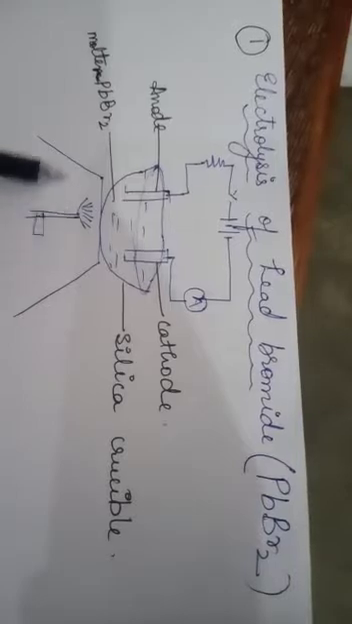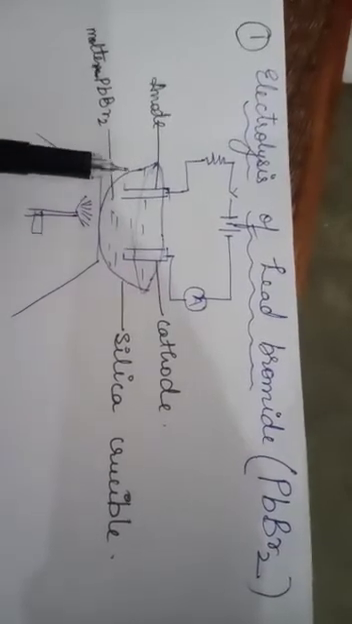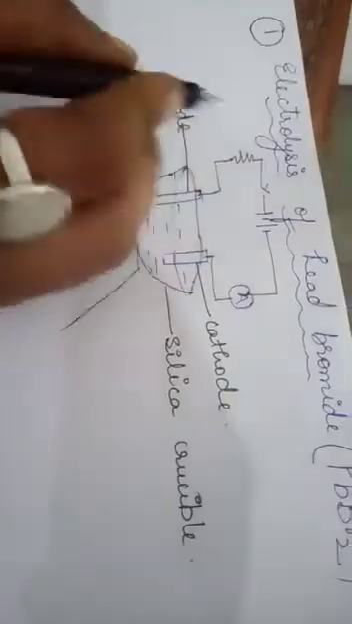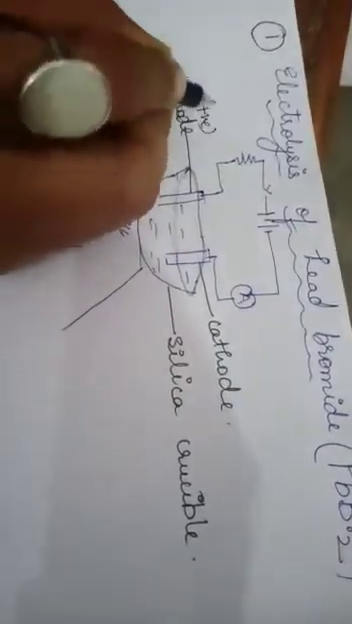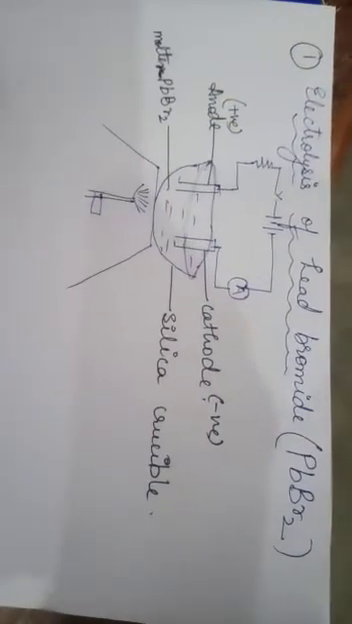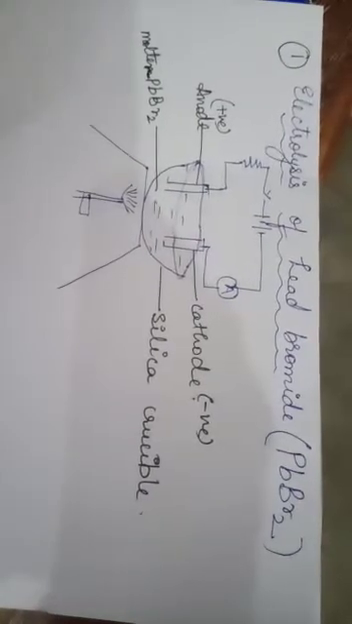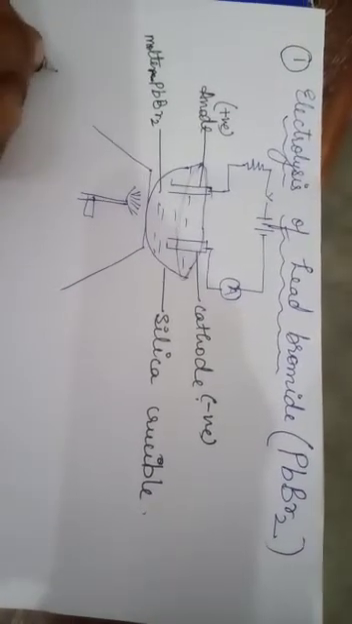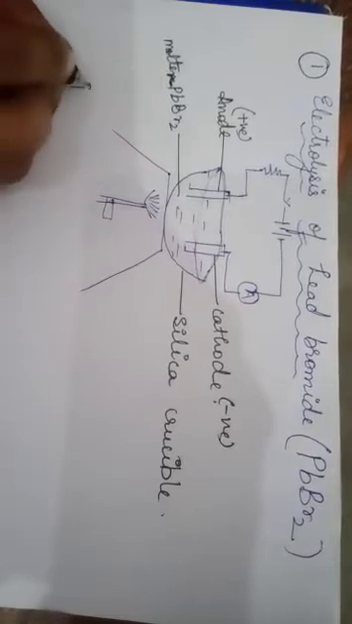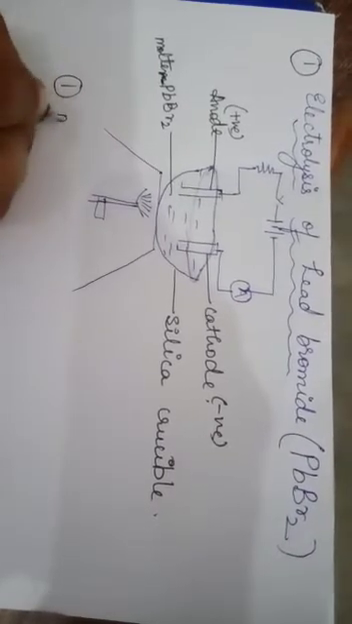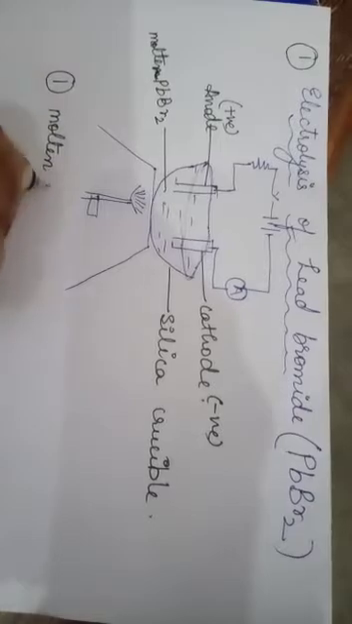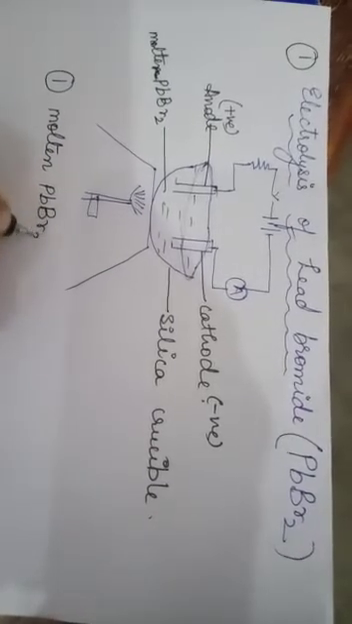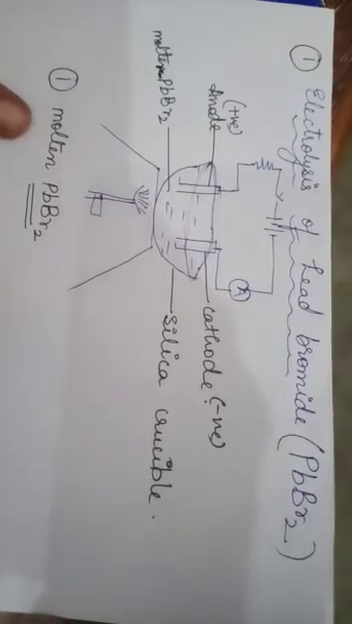Now this is the electrolysis diagram of lead bromide. As we know, the anode is positive and the cathode is negative in nature. So as we are going to start with the electrolysis of lead bromide, let us start. See here, in the electrolysis, firstly we are using molten lead bromide.